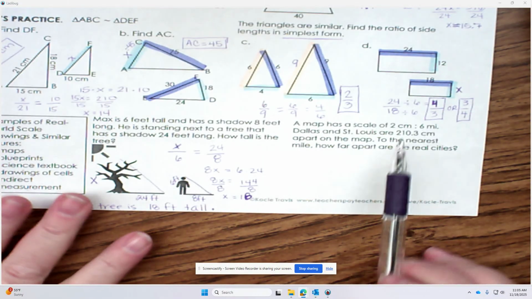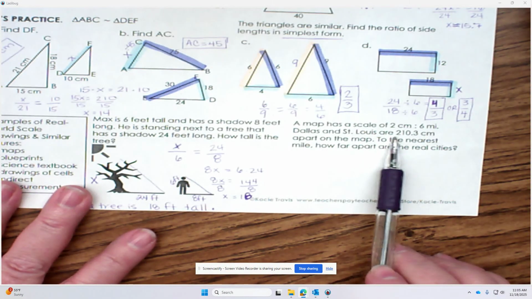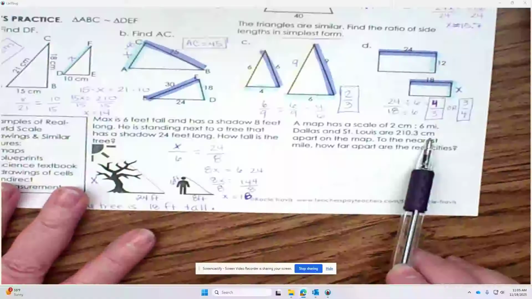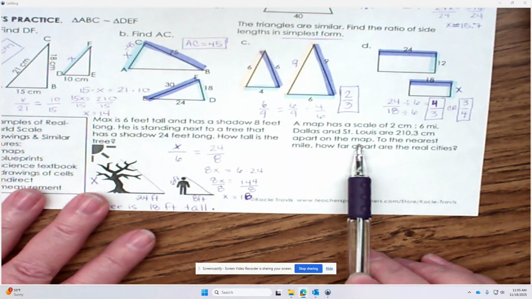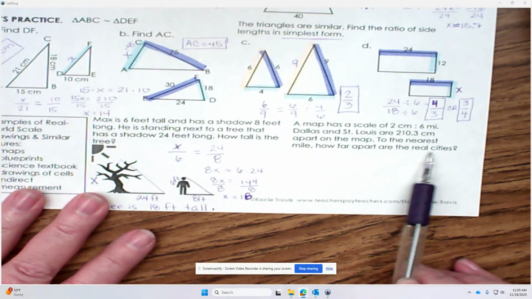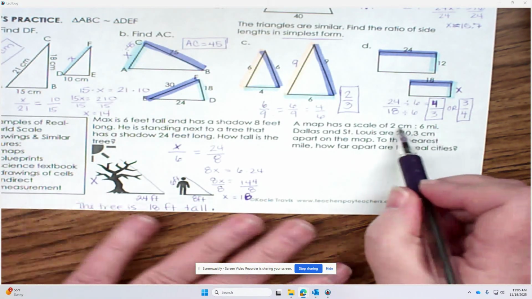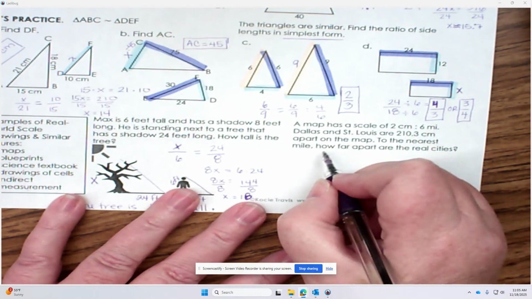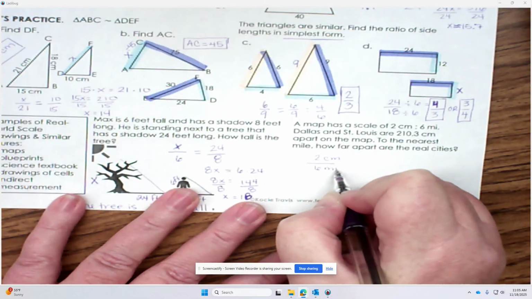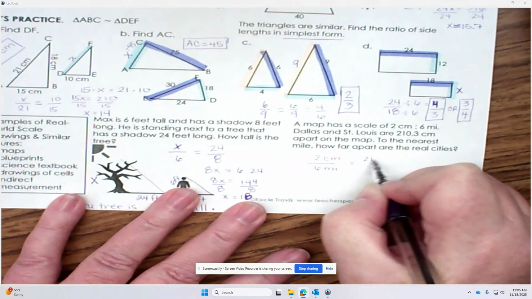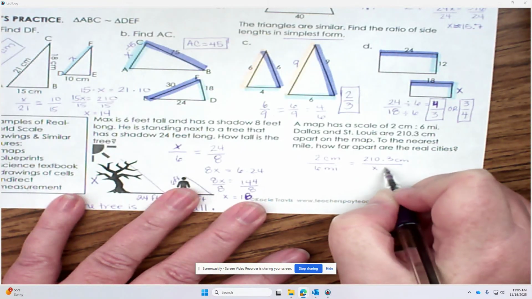So that means that every 2 centimeters on the map is 6 miles in the real world. Dallas to St. Louis is 210.3 centimeters. That is a very lot of 2 centimeters. Okay, apart from on the map to the nearest mile, how far apart are they in the real world? So we're going to do centimeters to miles. So I'm going to turn this to 2 centimeters to 6 miles is equal to my 210.3 centimeters to I don't know how many miles.